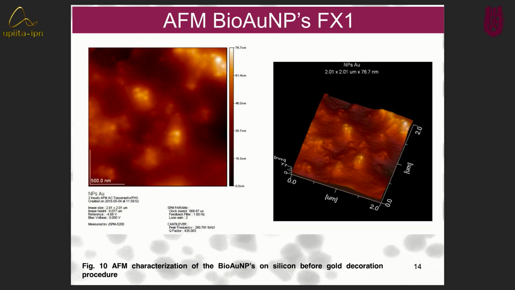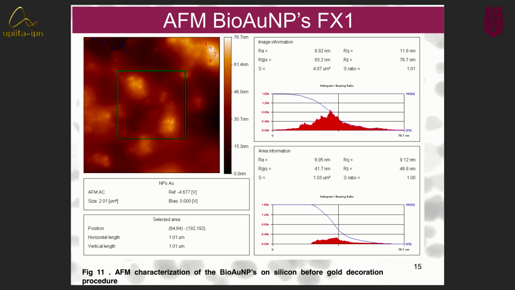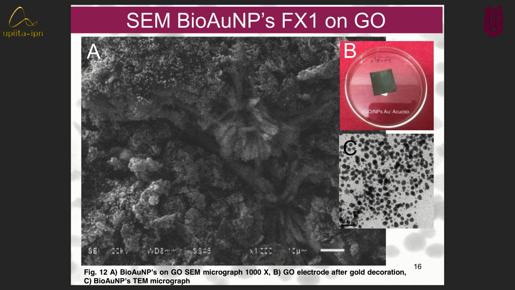So the first thing we made, only to try to see the properties of the material, was to apply the bio-gold nanoparticles on a silicon plate in order to make atomic force microscopy, just to see the roughness profile that this gives to us. And in this characterization, we can see that we have a roughness profile of 76 nanometers. This was only to check how the material was before we apply it to the graphene oxide.